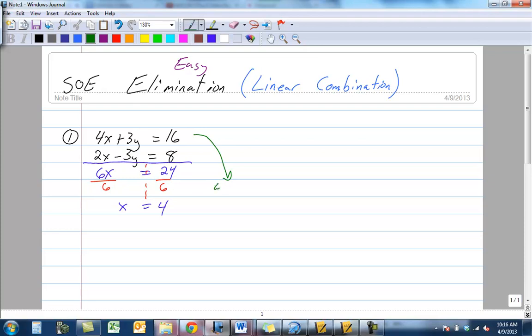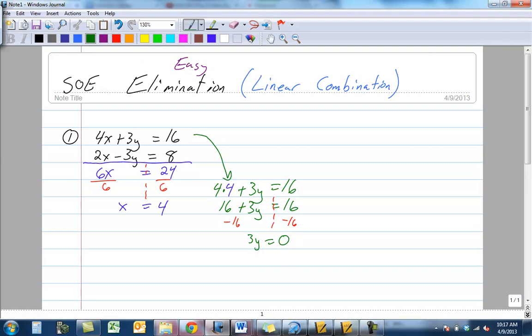So this is going to be 4 times, well, x is now 4, plus 3y equals 16. Everything stays the same here except the x got changed. So 4 times 4 is 16, plus 3y equals 16. Now to get y by itself, you got to get rid of addition and subtraction first. So subtract 16 from this side to get rid of it here. We got 3y equals 16 minus 16 is 0.